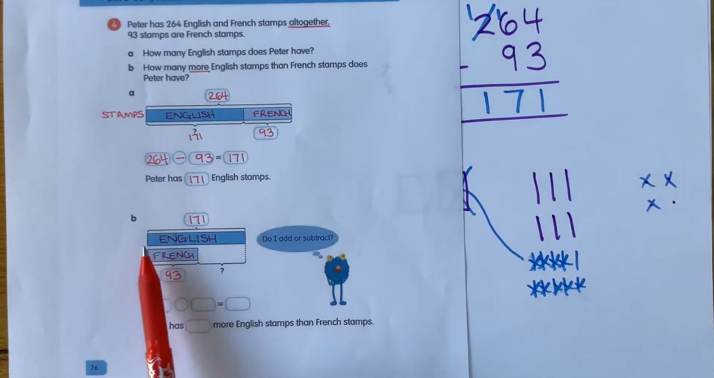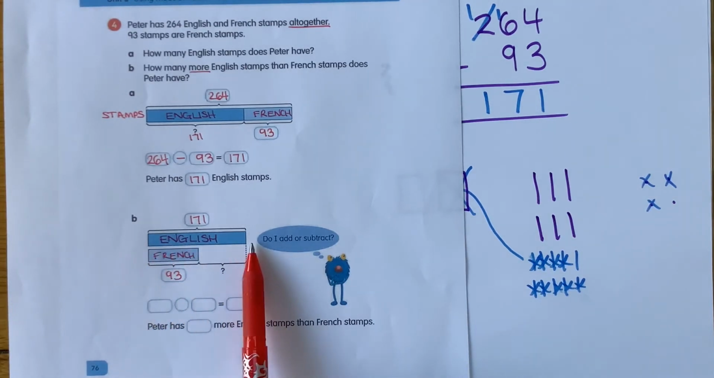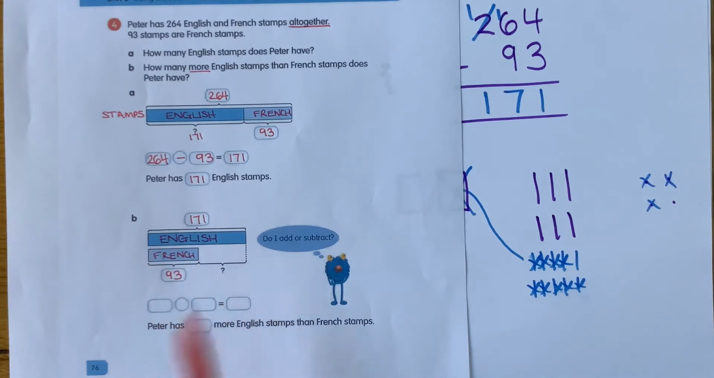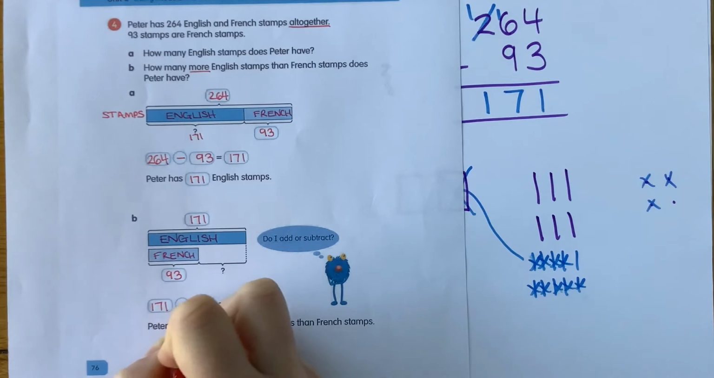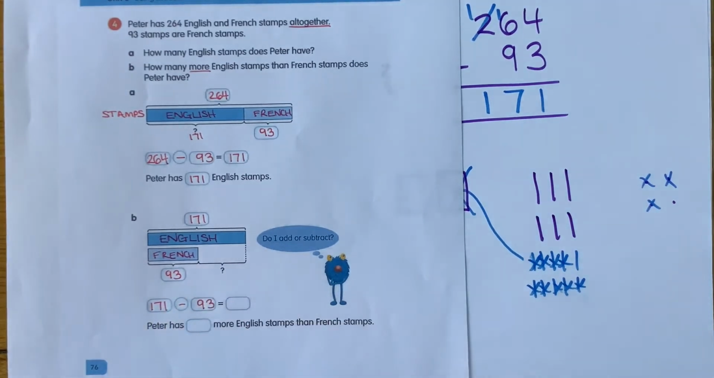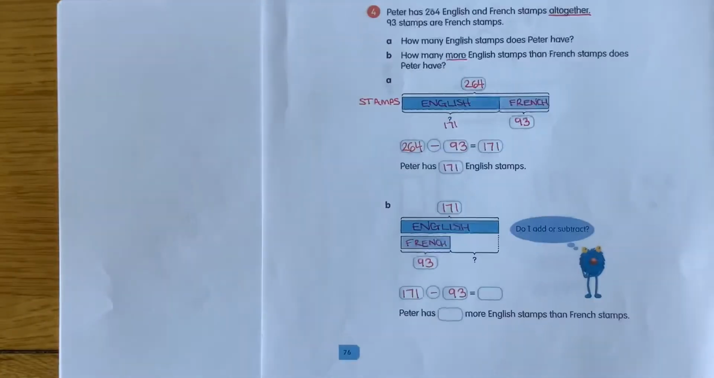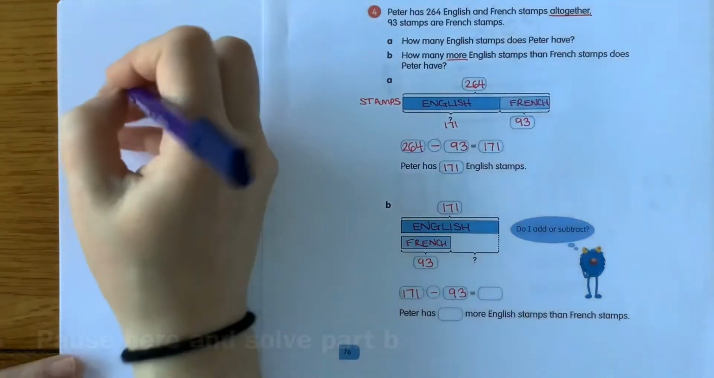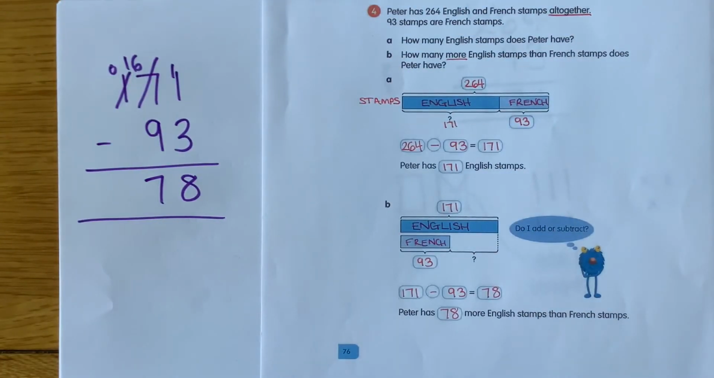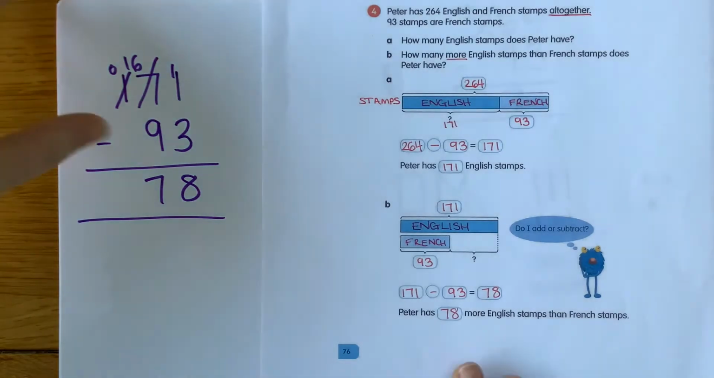And we can see, can't we, that actually you're going to need to take the bigger bar and take away the smaller bar to work out the question mark. So the calculation we're doing here is 171, take away 93. Could you pause your video and solve that calculation for me, please? Okay, hopefully you worked out that Peter has 78 more English stamps than French stamps.